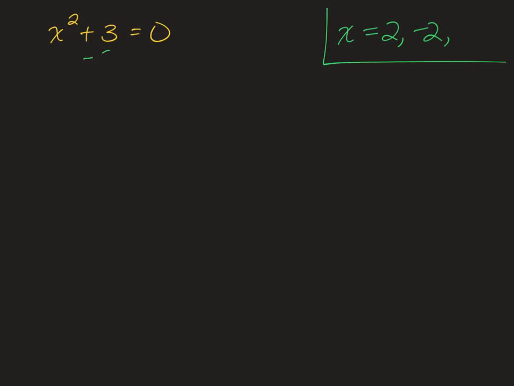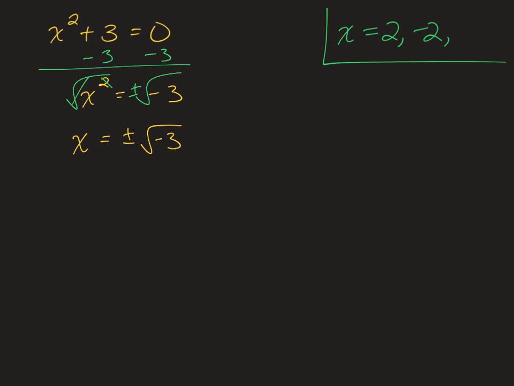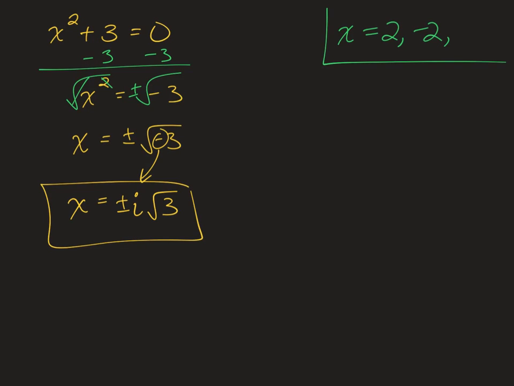We can subtract 3 from both sides to get x squared equals negative 3. You can take the square root of both sides with the plus or minus here. The square and the square root reduce away, leaving you with x equals plus or minus the square root of negative 3. You can't have a negative inside the square root, so you have to bring it out front. And that leaves you with i square root of 3. So here are the other two zeros for this function: plus or minus i square root of 3.